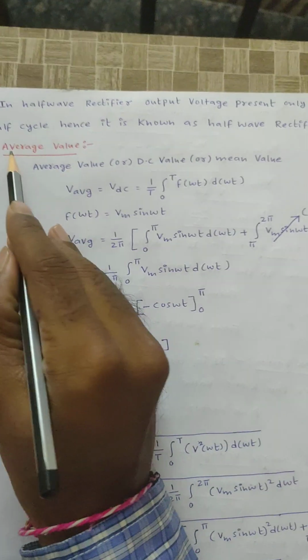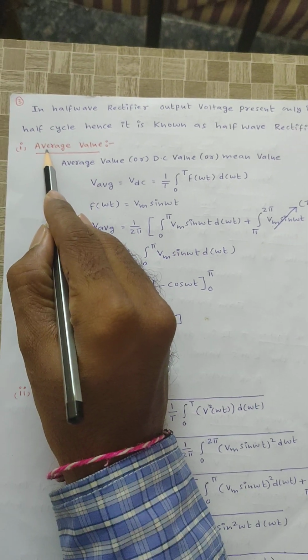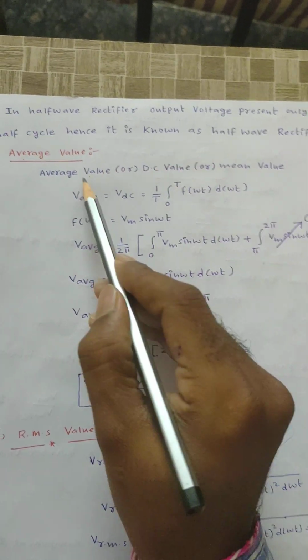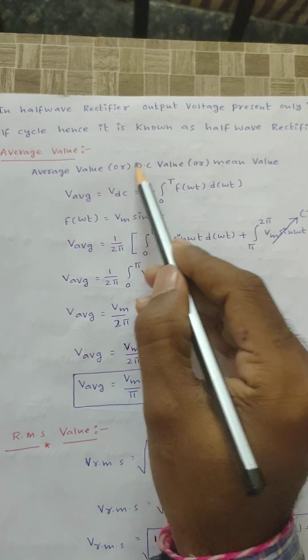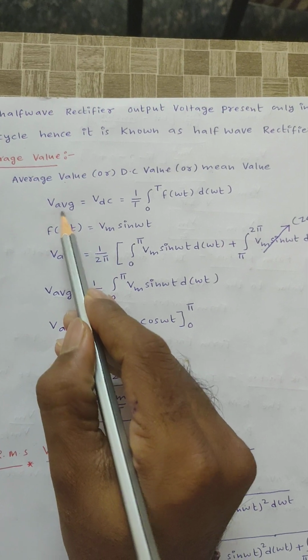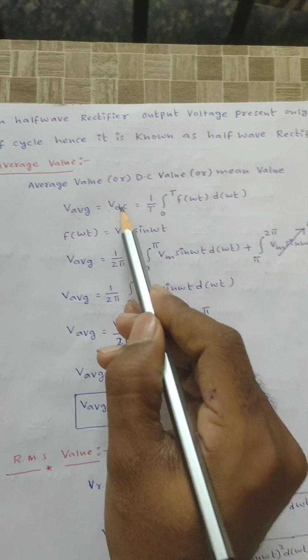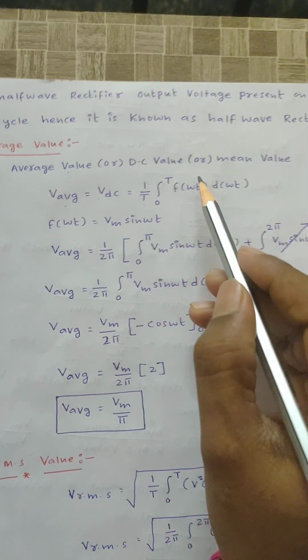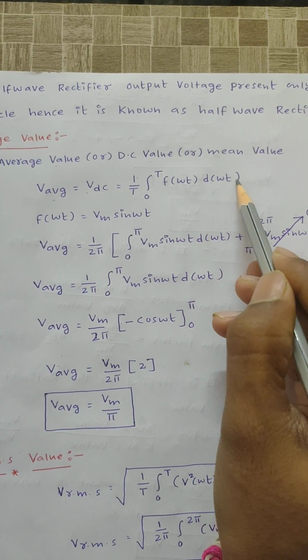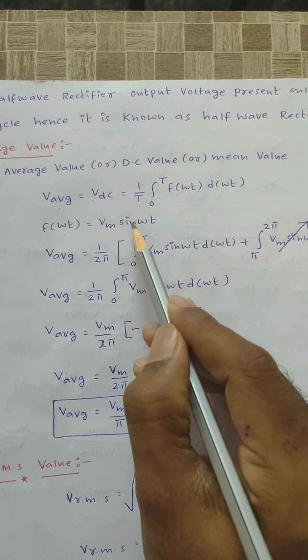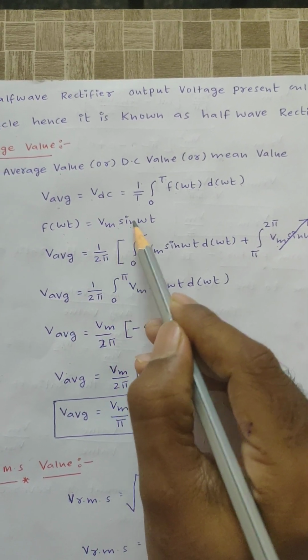First we will discuss average value. Average value, or DC value, or mean value, all are equal. Here I am considering voltage V average, that is equal to VDC, is equal to 1 by T integration 0 to T f of omega t into d omega t. Here the function f of omega t will be the sinusoidal voltage, that is Vm sin omega t.